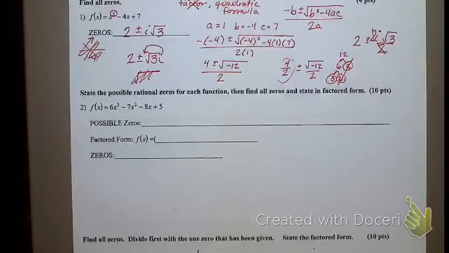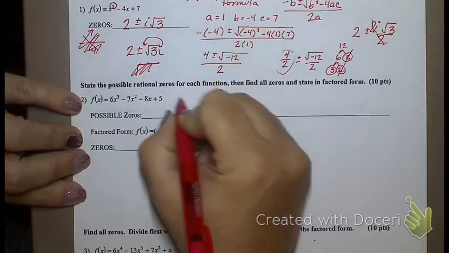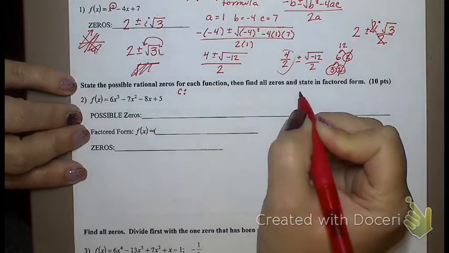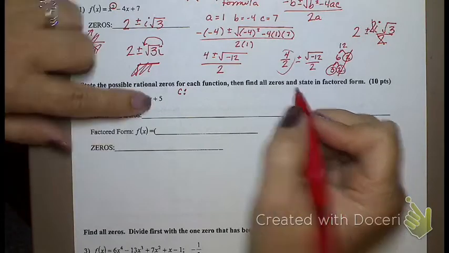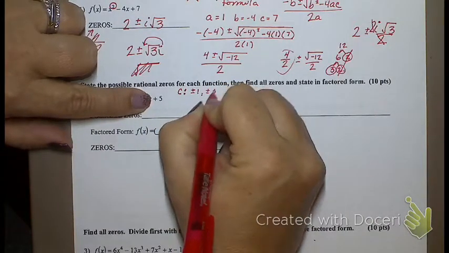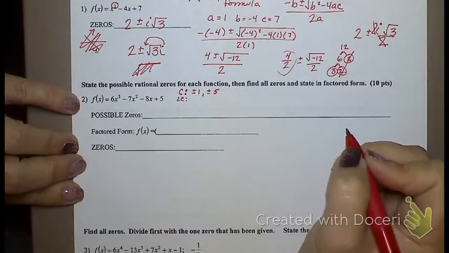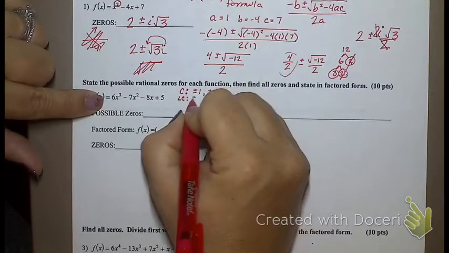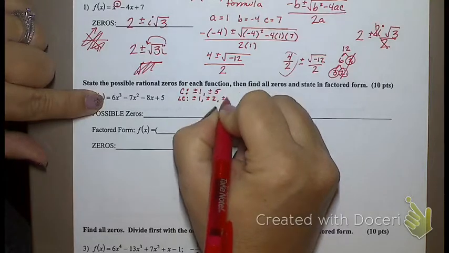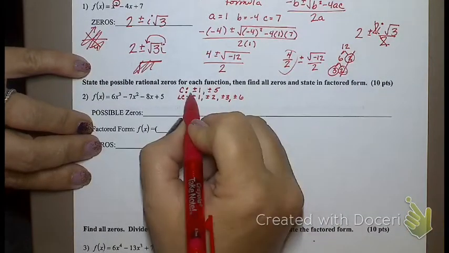Beautiful. Number 2, state all the possible rational zeros. Okay, I'm going to do that first. Factors of my constant. What's my constant in this problem? 5. So I have 1 and 5. My leading coefficient? What's my leading coefficient in this problem? 6. So that would be 1, 2, 3, and 6.